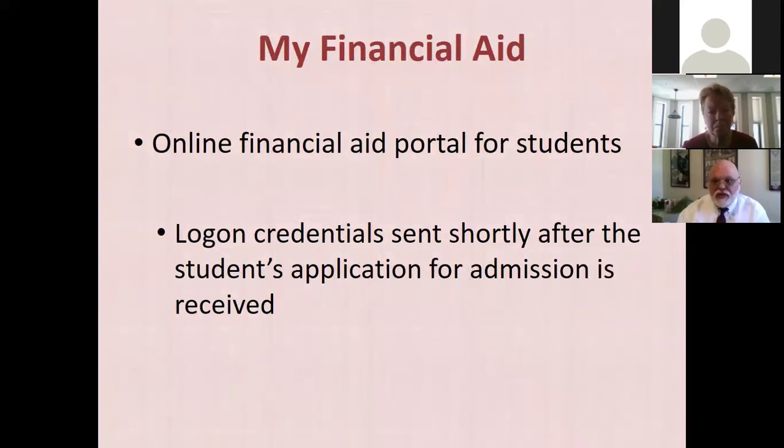At Springfield College, we use a financial aid portal called My Financial Aid. We make it available to students shortly after the admissions decision is rendered and the student is accepted or is offered acceptance. Login credentials are sent shortly after that admissions decision.